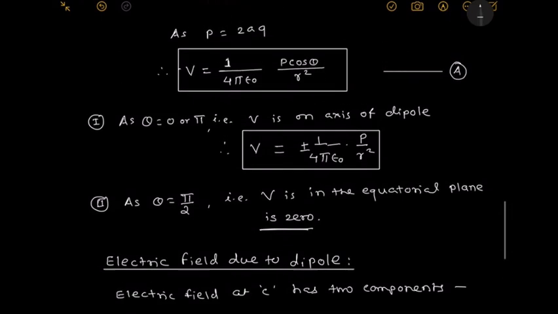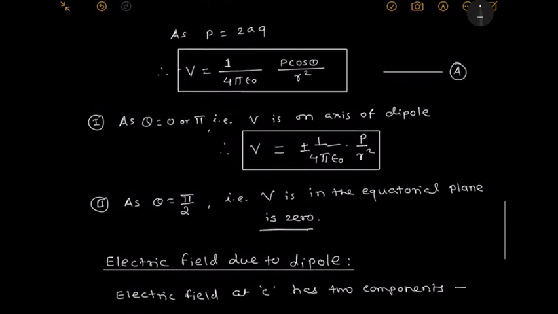And what is the effect of angle on the electric potential? If theta is 0 or pi, the electric potential is plus or minus 1 divided by 4 pi epsilon 0 into p by r square. And if theta is 90 degrees, the electric potential is 0. And this is today's article and its result.